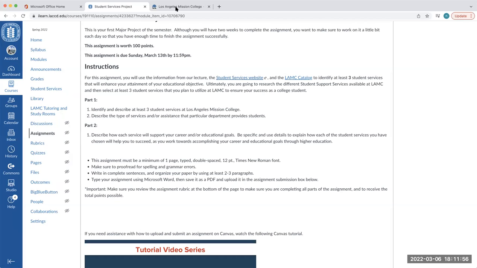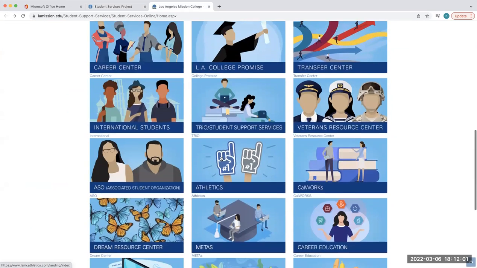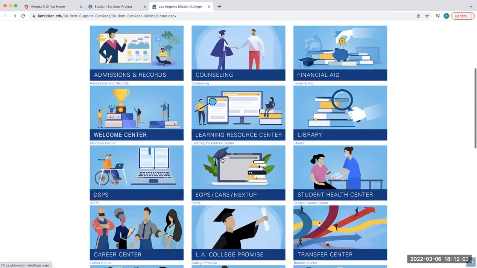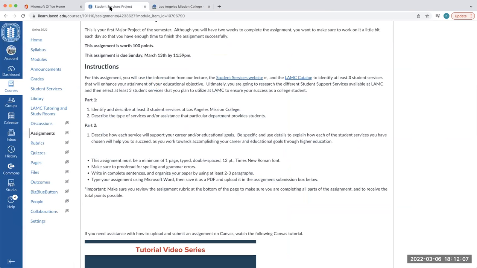So it's all about you. It's all about figuring out, okay, what student services and campus resources are going to be most helpful for me. What kind of services do they provide? And how are they specifically going to help me in my academic journey through higher education?